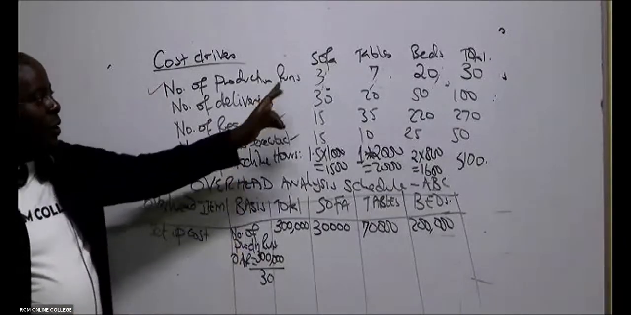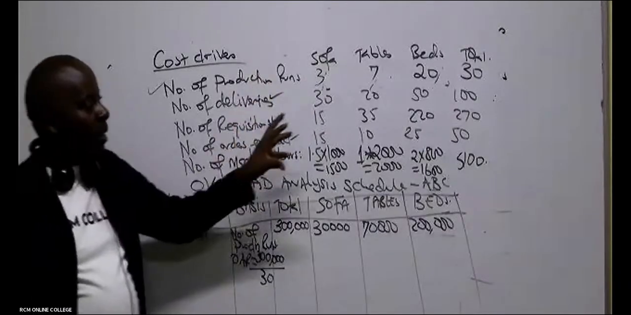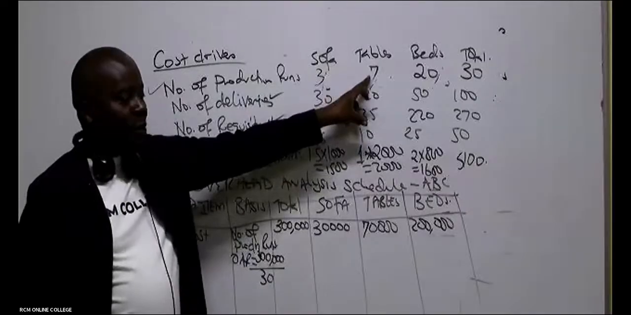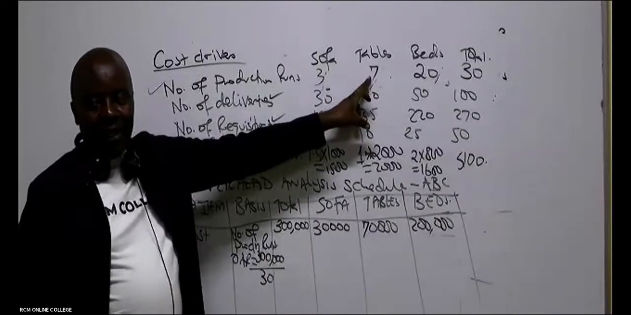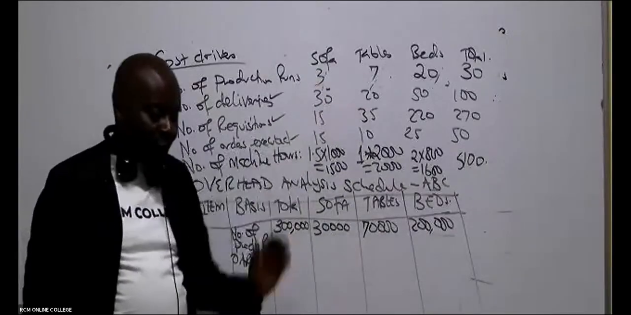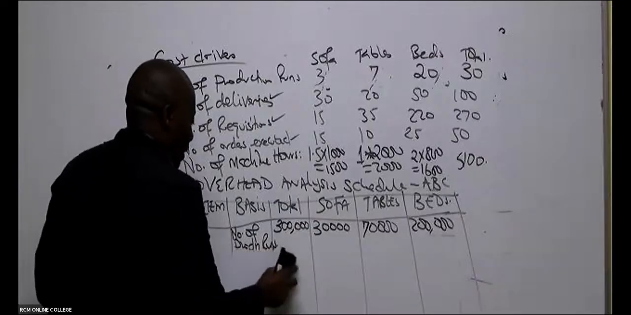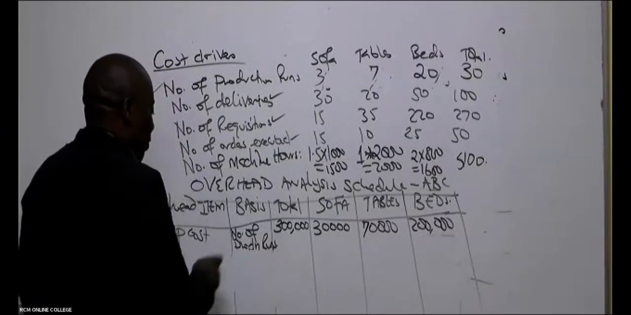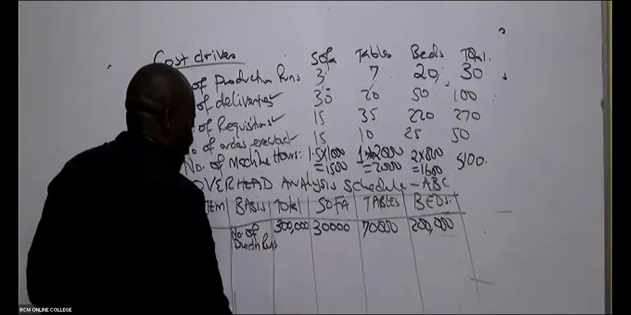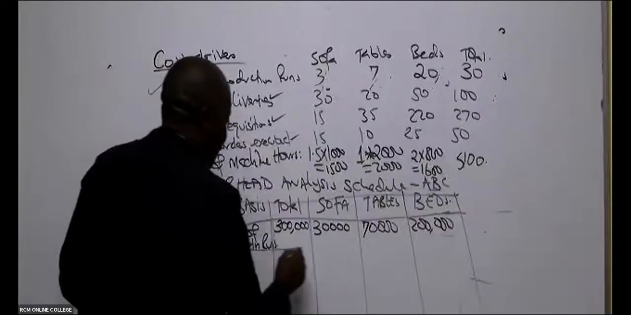So when I go to sofa set, how many runs do we need? So you'll take 10,000 times 3. You come and take 10,000 times 7, because 10,000 now is per run. 10,000 times 20. Whichever method works for you, we don't care. What matters to us is the means. So we have been able to do setup costs.